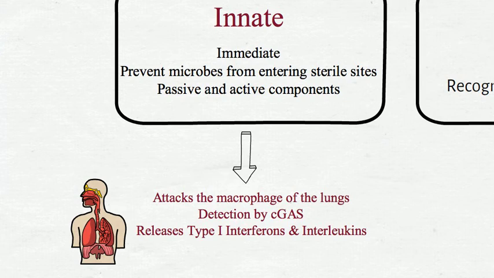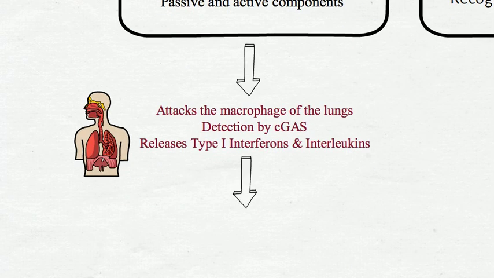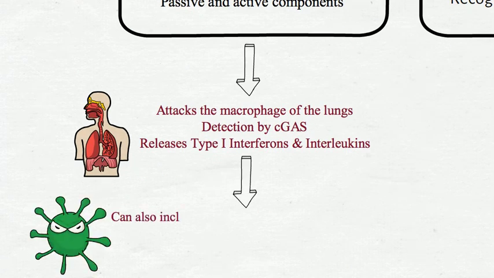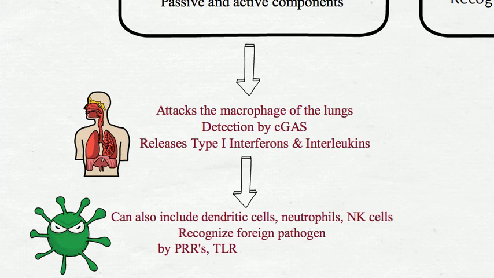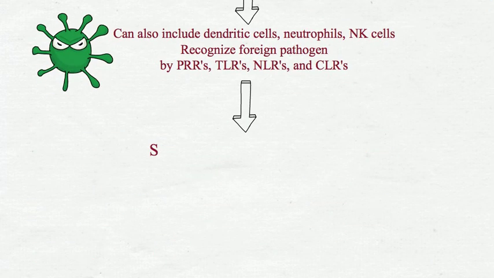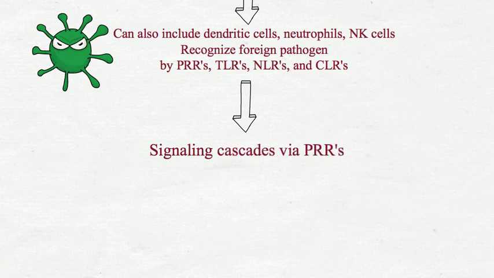draining lymph nodes. Other innate immune cells involved in TB infection are dendritic cells, neutrophils, and natural killer cells. These cells recognize foreign bacteria through pattern recognition receptors, or PRRs. However, they can also be recognized by toll-like receptors, TLRs, nod-like receptors, NLRs, and C-type lectin receptors, CLRs. The host produces multiple signaling cascades via PRRs, which launches processes such as phagocytosis, apoptosis, and inflammasome activation.